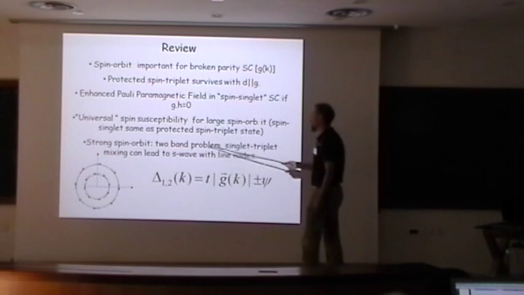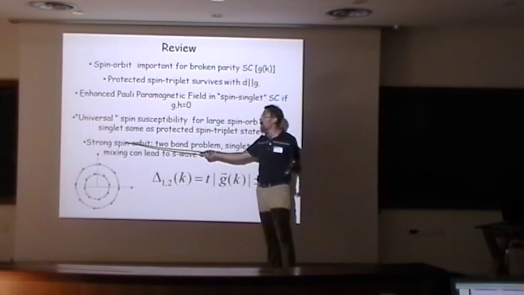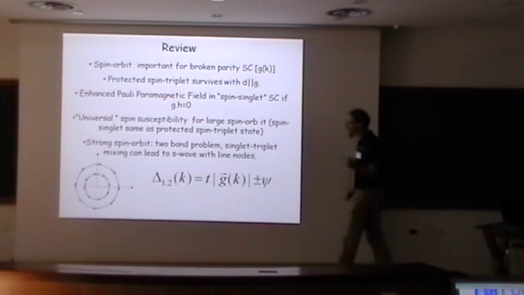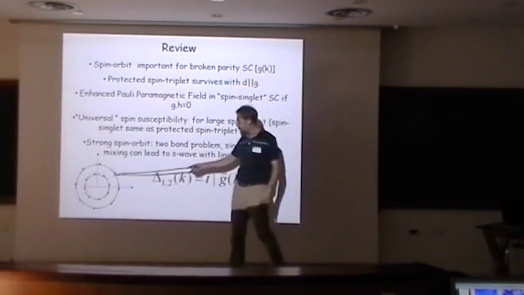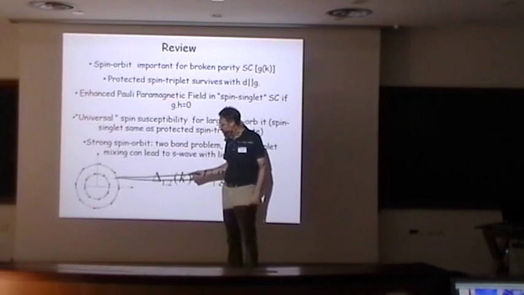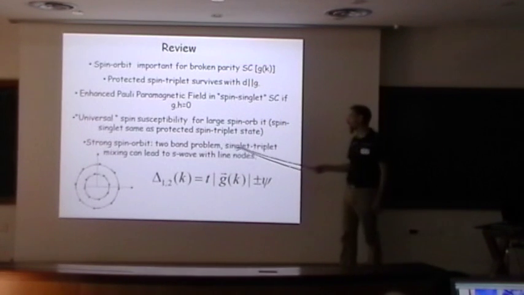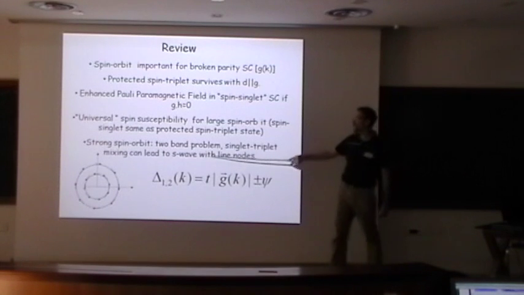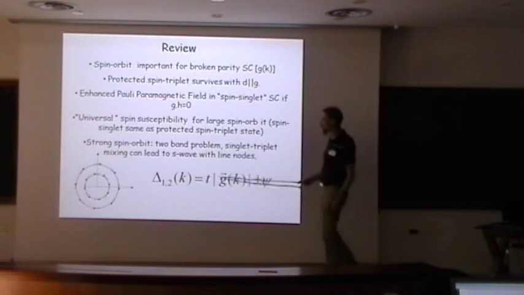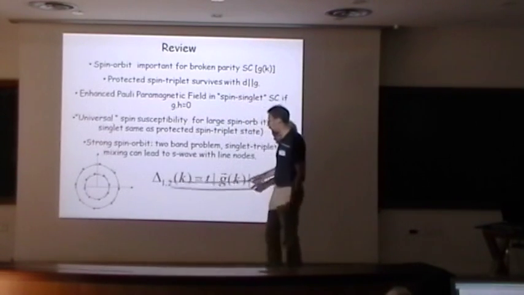And then we turned to the limit where we have strong spin-orbit, where here we mean with respect to the Fermi energy, so it's getting comparable, some observable fraction of the Fermi energy. In that case, we have to treat this as a two-band problem where the two spin-split Fermi surfaces, or the two spin-split bands, each become one band. And then we find that in this particular case, you can get singlet-triplet mixing that leads to s-wave states with line nodes. If you remember, the two gaps, the one gap for this band and the one gap for this band, were characterized by 1, 2.